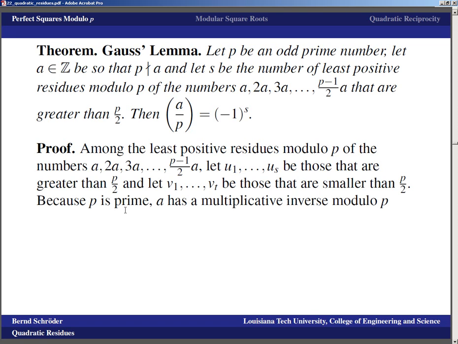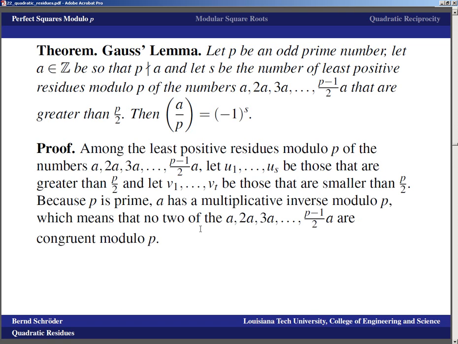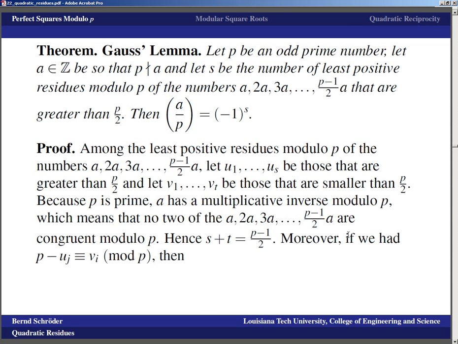Well then, because p is a prime number, a has a multiplicative inverse modulo p, and that means that no two of the numbers a, 2a, 3a, all the way to (p-1)/2 times a are congruent modulo p, because that would mean that two of the numbers between 1 and (p-1)/2 would be congruent after canceling the a. So that means that s plus t is (p-1)/2, meaning no two of these numbers are equivalent.